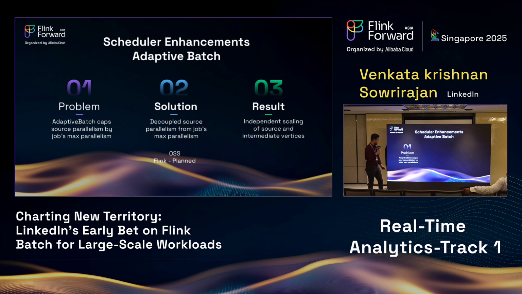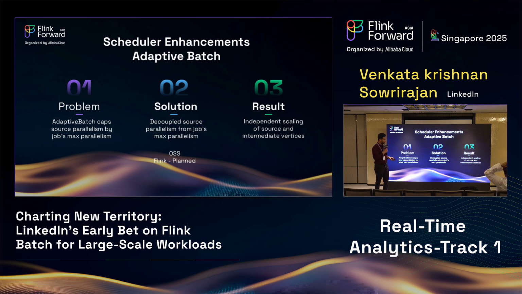Next up, this is another interesting issue, which is that adaptive batch had a cap on the source parallelism by the intermediate max parallelism. Source and intermediate vertices are totally independent. Source vertices consume data from the external storage, while the intermediate vertices consume data from the shuffle. Therefore, they can have different scaling and different parallelism.